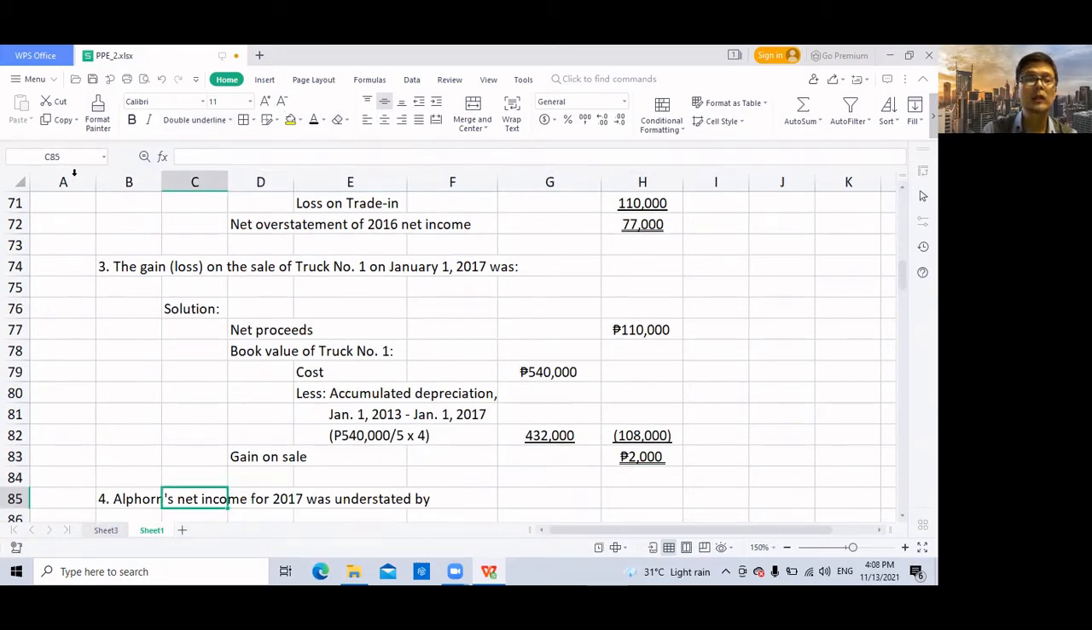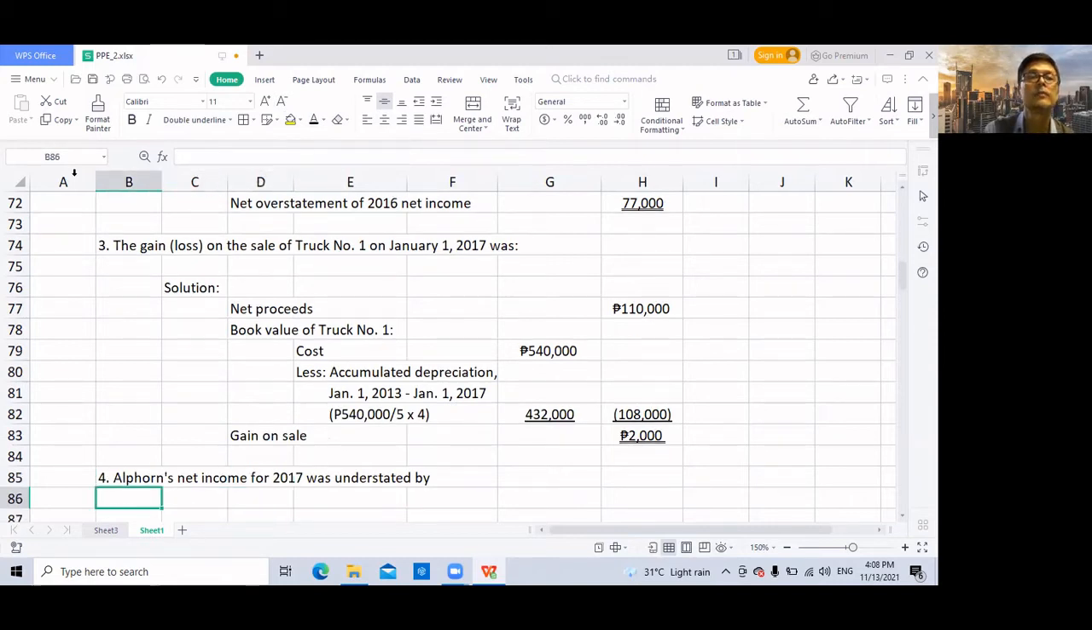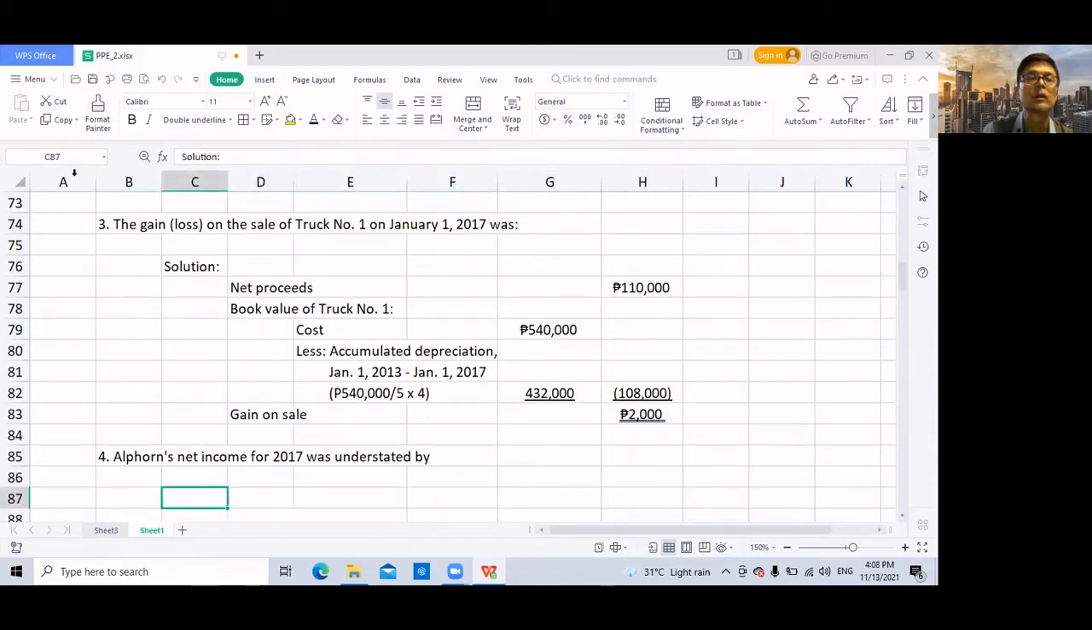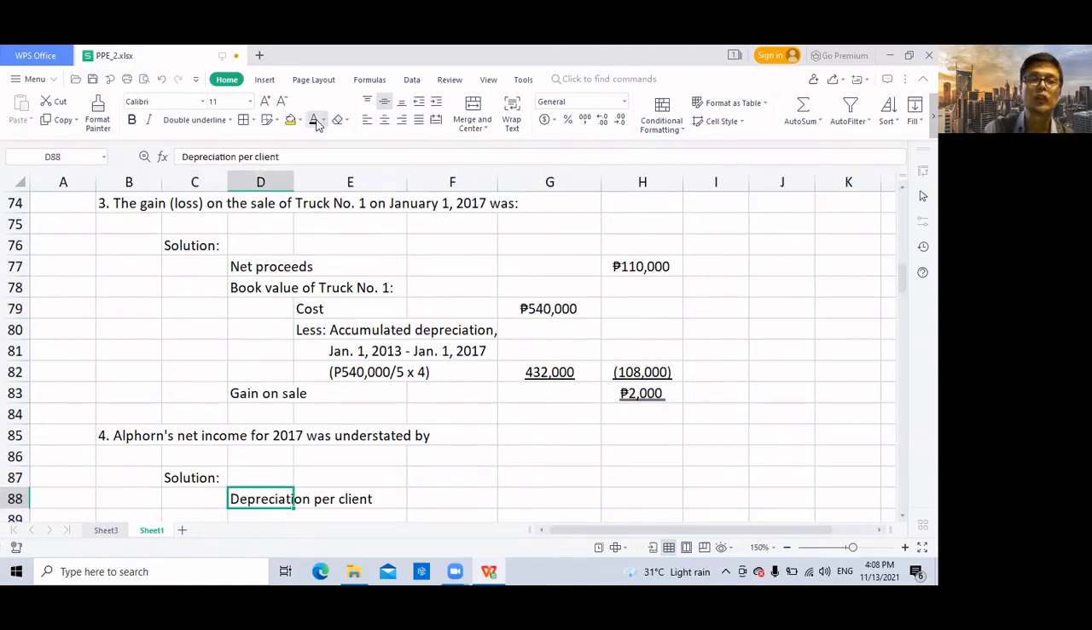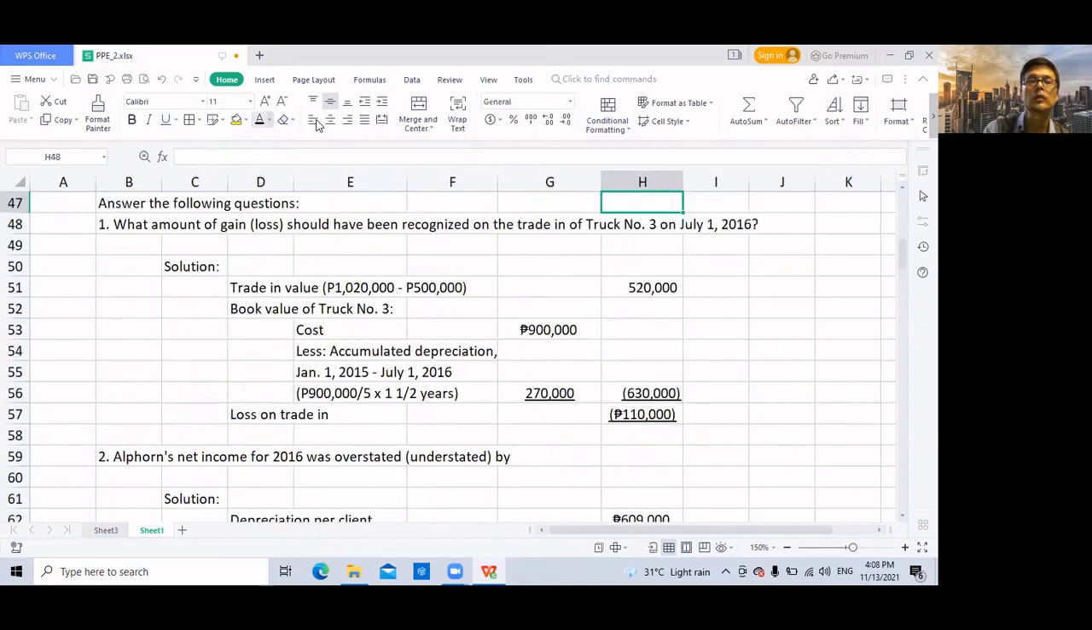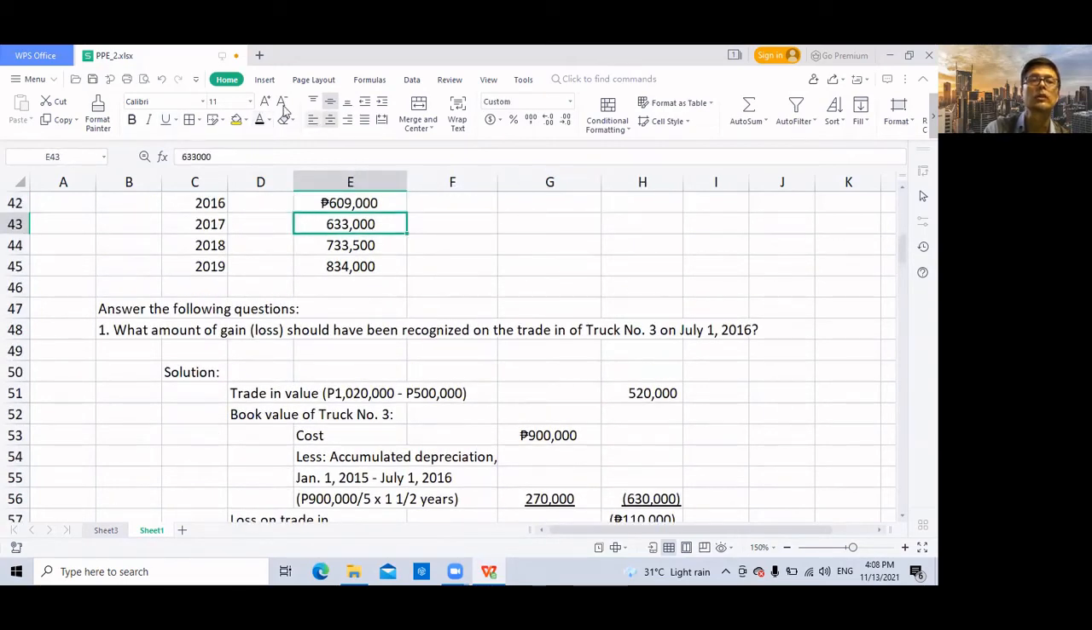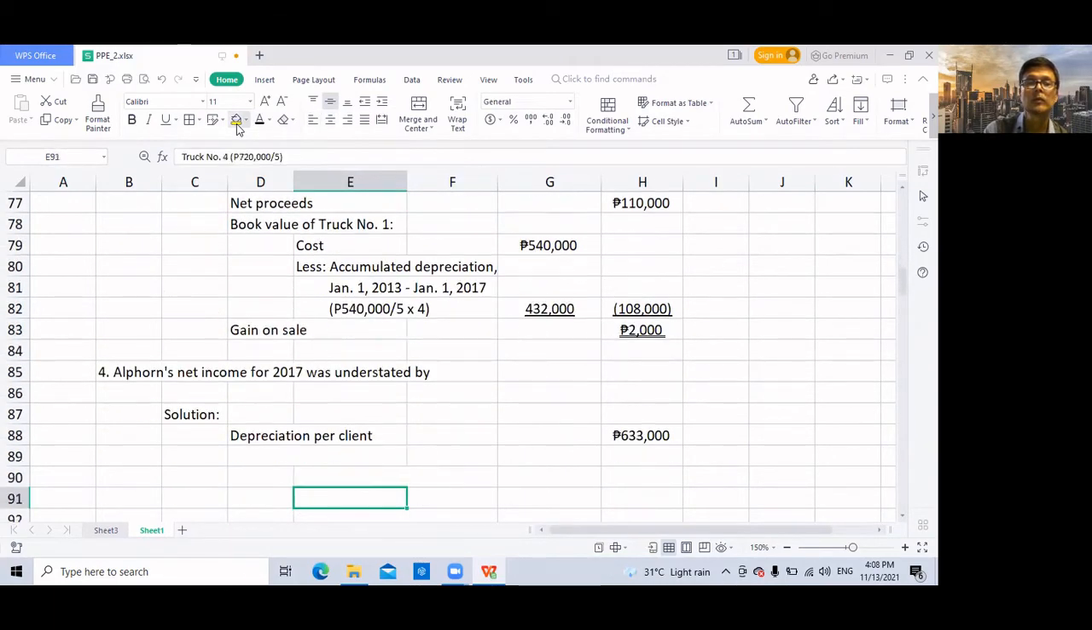Now the next one is number 4. The question is, Alphonse's net income for 2017 was understated by. Okay, let's take our magical solution. So the depreciation per client in 2017 is about 633,000. We saw that there. That is the per client.